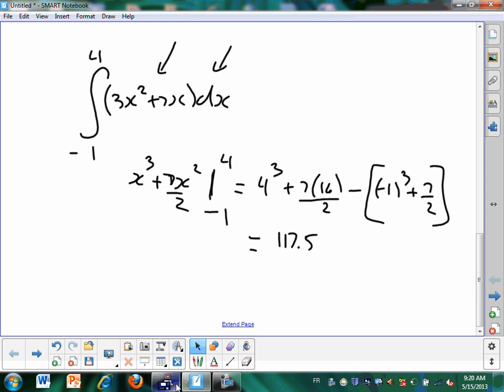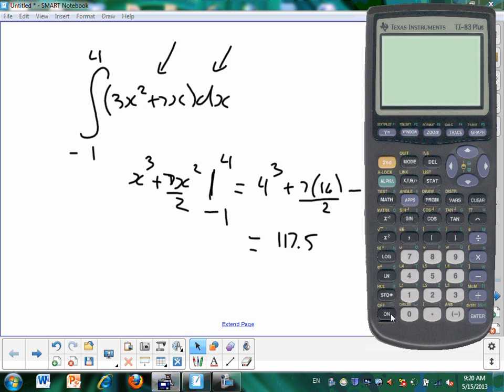If we're still not 100% satisfied with that, we could type it into our calculator. 3x squared plus 7x. Go down to my integrate function. I'm going to find the integral from -1 to 4. And I got 117.5.